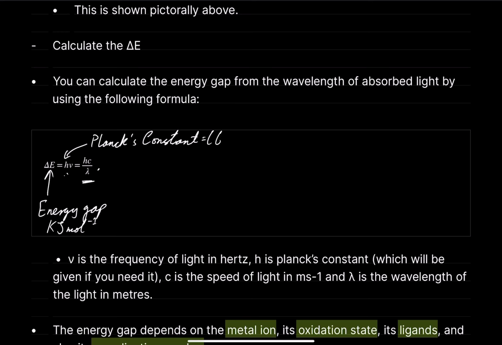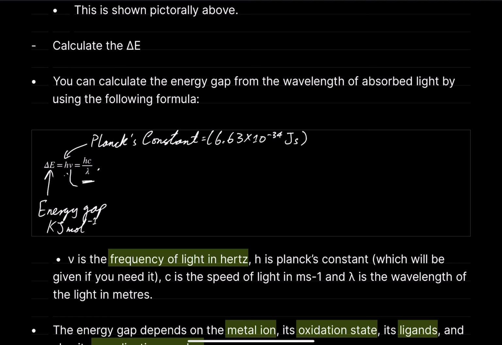It's actually equal to 6.63 times 10 to the power of minus 34 joules second. Not joules per second, joules second. Right? And we have the joules in that equation as well. So that's Planck's constant. v represents the frequency of light in hertz, right? So v is the frequency of light in hertz.